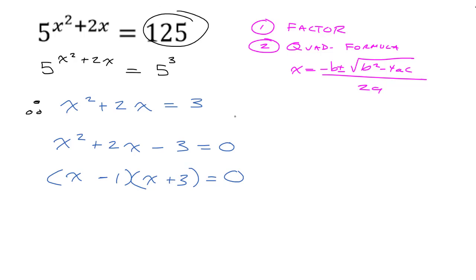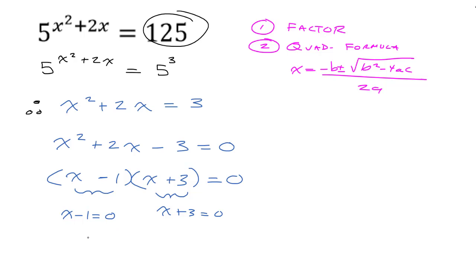Little small detail here: this equals 0 should not disappear. That still has to be there. A lot of times people do this and then it just disappears. This thing is still equal to 0. Now we can break it down to two separate equations, which is x minus 1 has to equal 0 and x plus 3 has to equal 0.